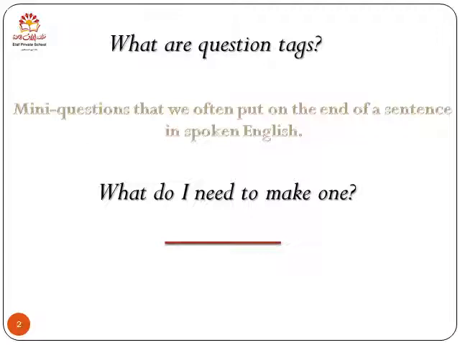So let's say I want to check if my answer is correct or not, if the information that I'm getting is true or not true. I just have to put at the end of a sentence a very mini question, very short question that shows me the idea or supports the idea that I'm talking about. Now, what do I need to make one? Well, we need an auxiliary verb and a pronoun. That's it. Only two things, an auxiliary verb and a pronoun.